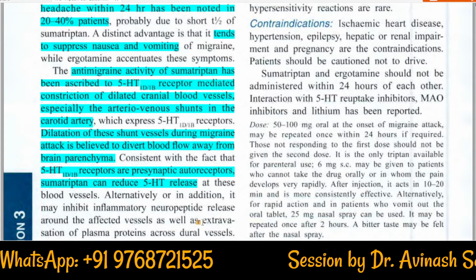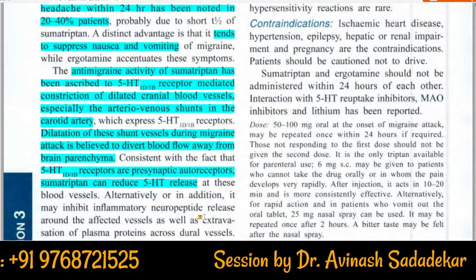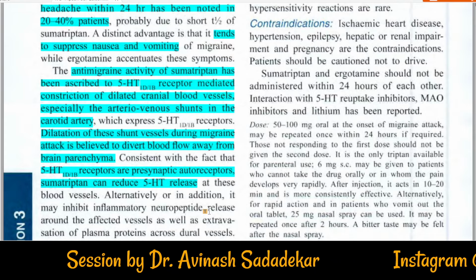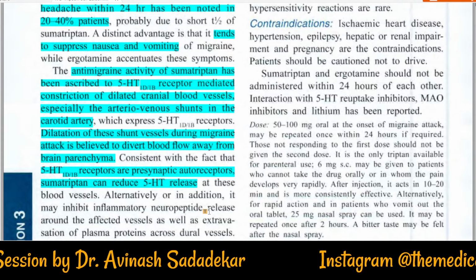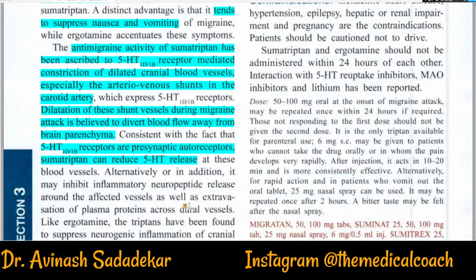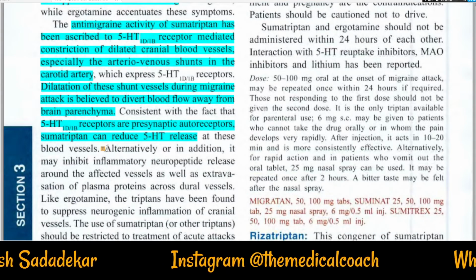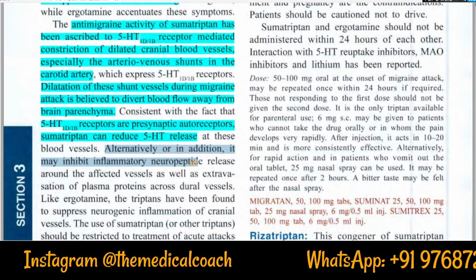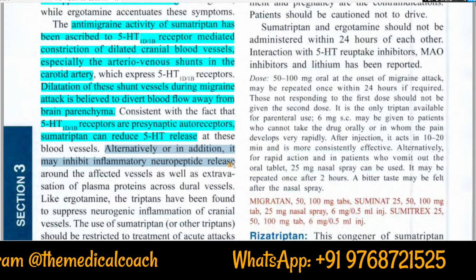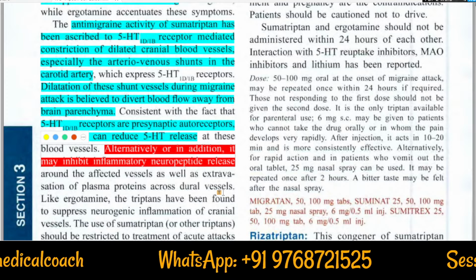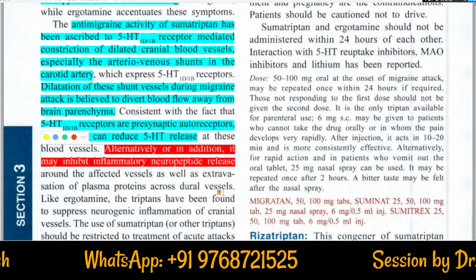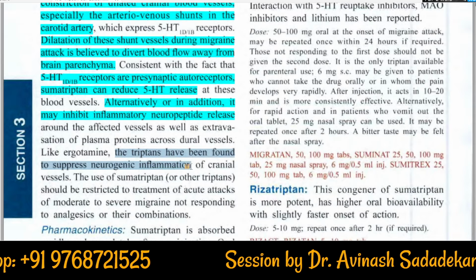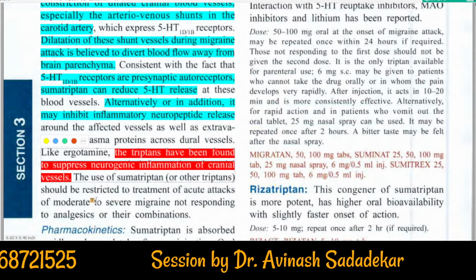Clear? So by acting on the autoreceptor, the level of serotonin decreases. Getting it? And that's how they work. Plus, maybe, we don't know, in addition to whatever action I just spoke of, it inhibits inhibitory neuropeptide release around the affected blood vessels, and as a result the dural blood vessels don't leak plasma, they don't become inflamed. Simple.